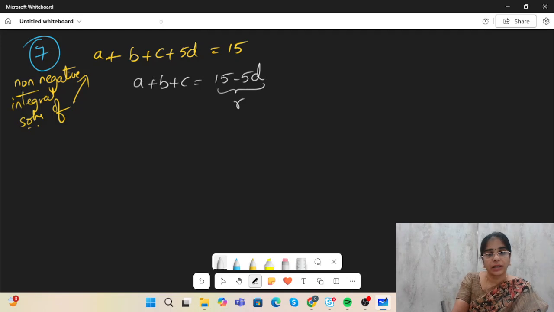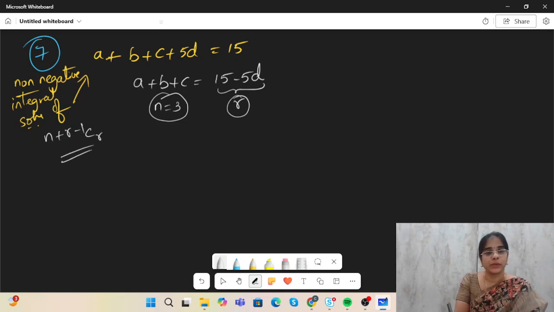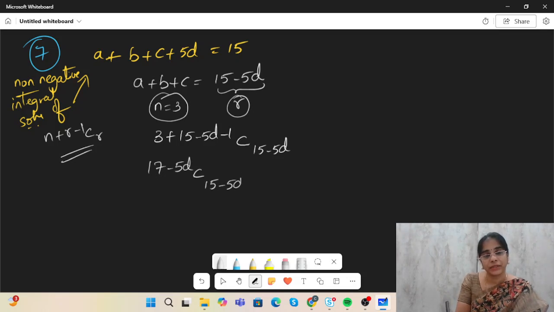This is your r. So r equals 15 minus 5d. n is your 3. Apply the formula (n plus r minus 1)Cr. What do we get? Let us check. n plus r minus 1, n is 3 plus r which is 15 minus 5d, minus 1, C r. What is r? r is 15 minus 5d. Now what do I get? 18 minus 1, 17 minus 5d C 15 minus 5d.